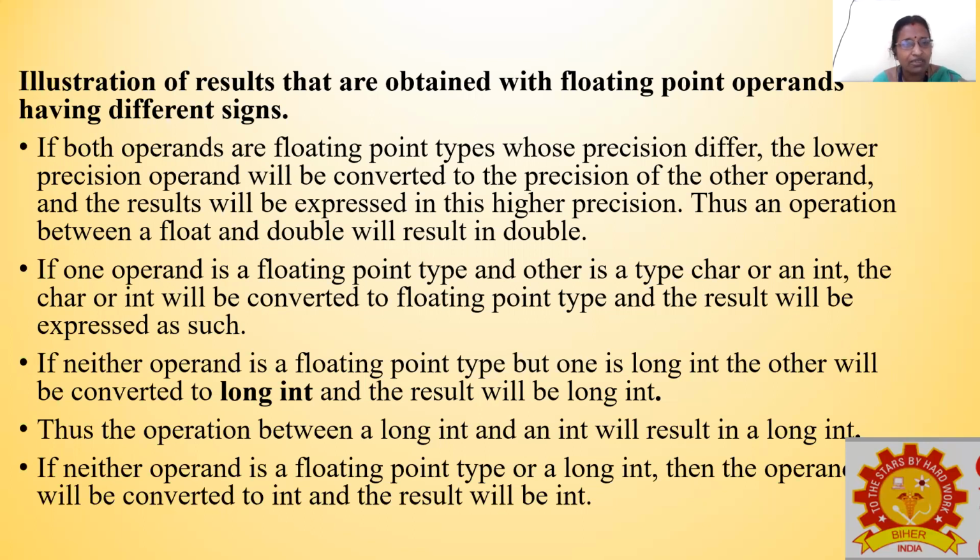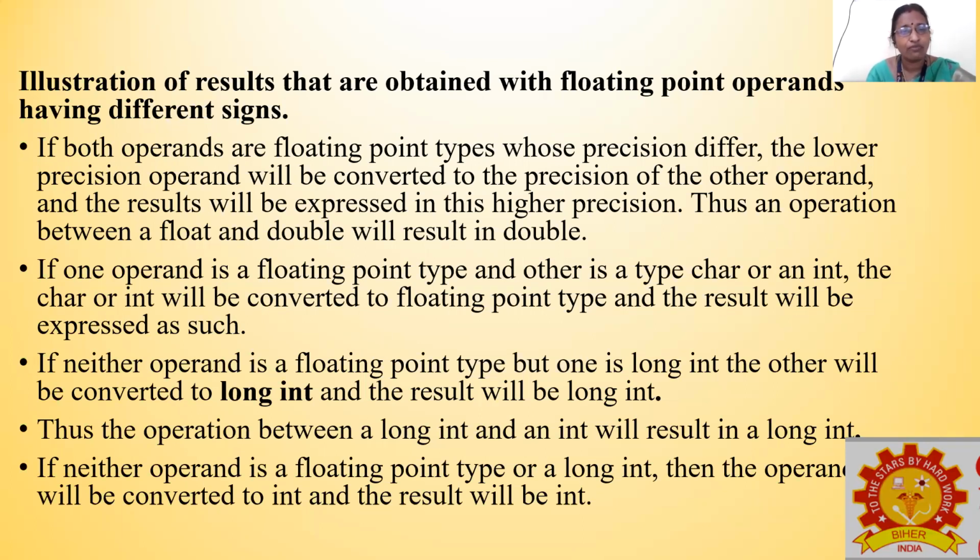If one operand is a floating point type and the other is a character or an integer, the character or integer will be converted to floating point type, because compared with character and integer, the floating point type has a higher precision, that is, it occupies 4 bytes. So the result will be expressed in float.